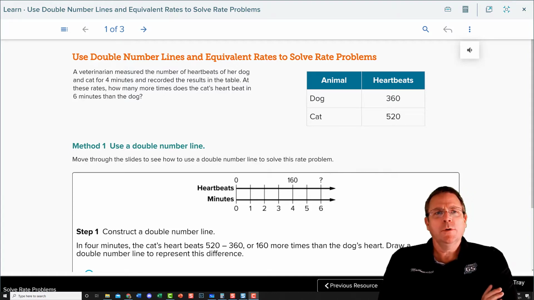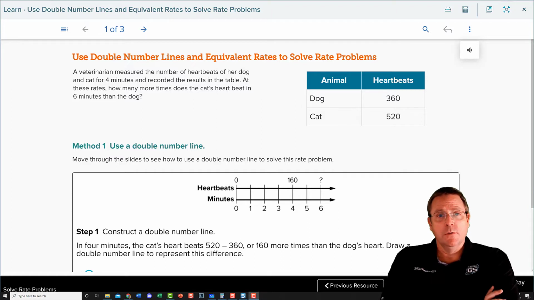Welcome back to part 2 of Solve Rate Problems. This time we're going to use number lines and equivalent ratios to solve rate problems.